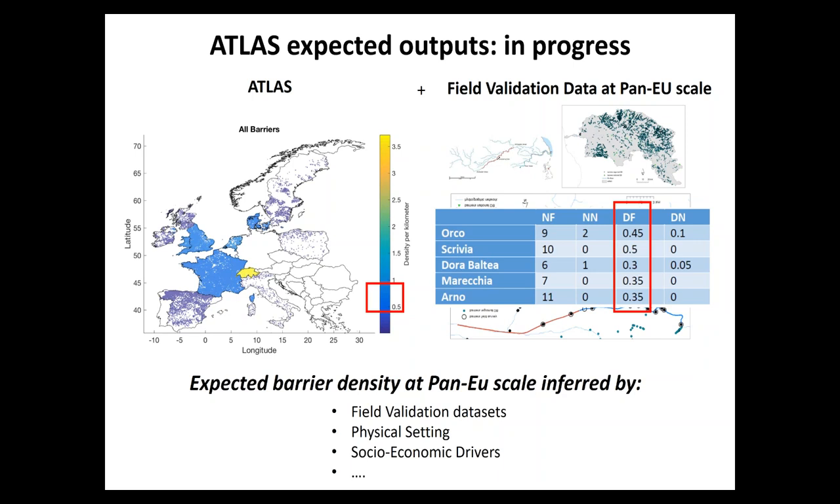Just to summarize, our objective is to combine the information of the Atlas, so on existing databases collected at European scale, and field data, where we are going to collect very detailed information from field work that are always going to be collected at the European scale. So combine these two information to infer then an expected barrier density at the pan-European scale that can be used to assess the extent of river fragmentation, and then to link that also with the ecological status, to provide tools and information for a more effective river barrier management for European rivers.